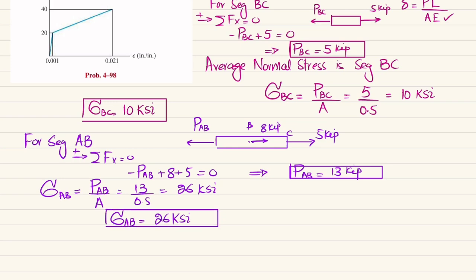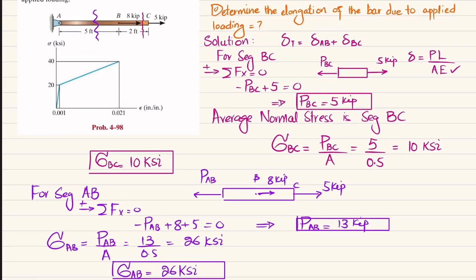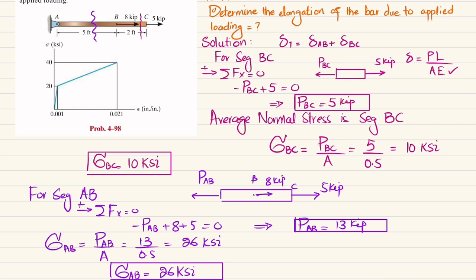Okay, now we'll find the strain in segment BC. How will we find the strain in segment BC? We know that stress is equal to strain times E, and E is equal to stress divided by strain. So we will take this ratio, stress divided by strain.